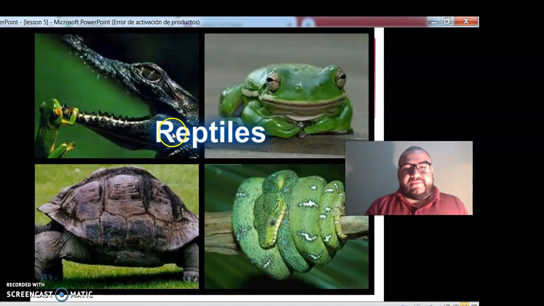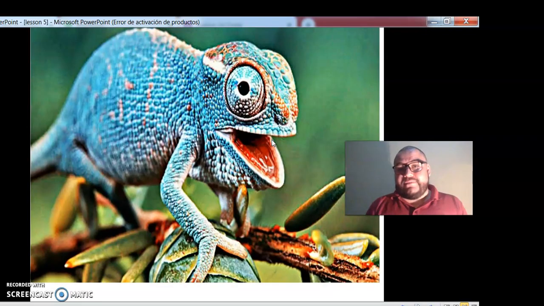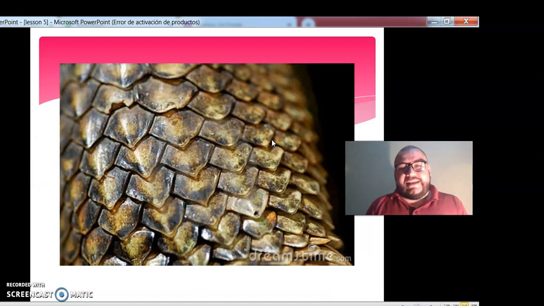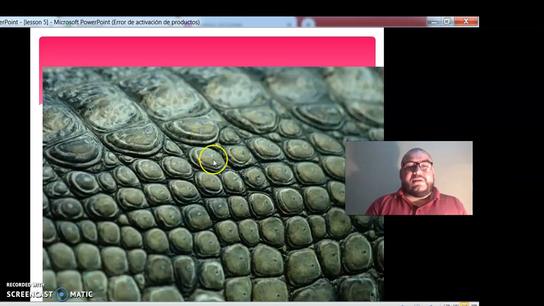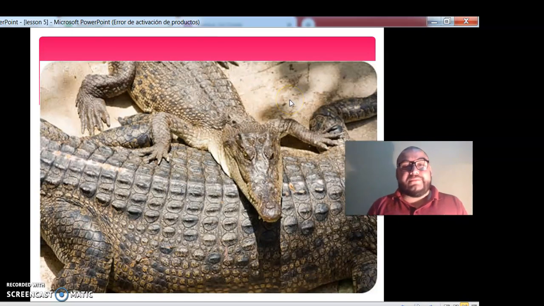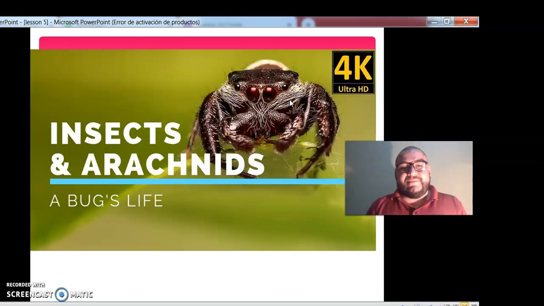Number 3, reptiles. The reptiles are covered by scales. All reptiles are covered by scales. This is a crocodile skin, covered by scales. Look, reptiles.